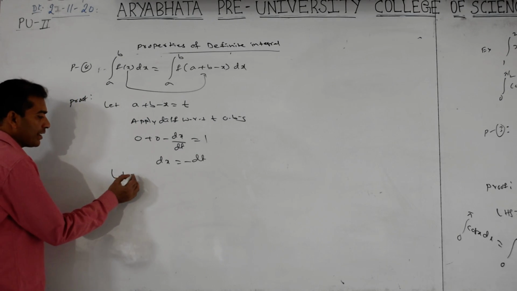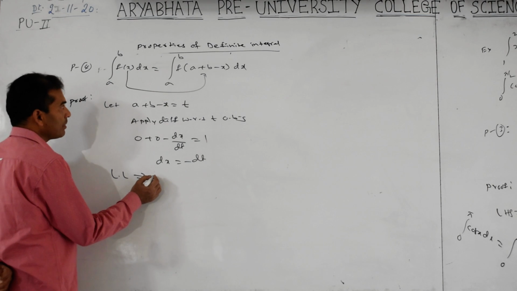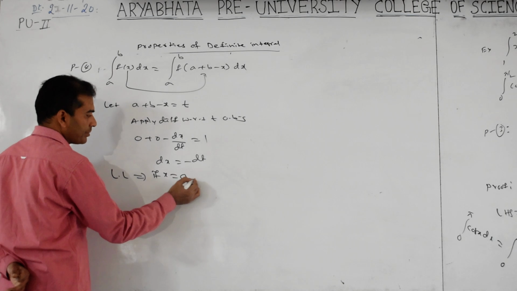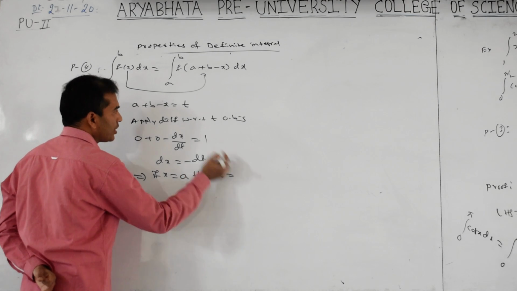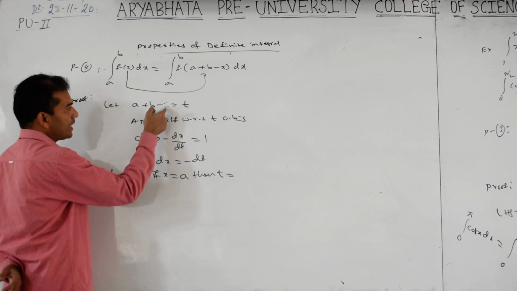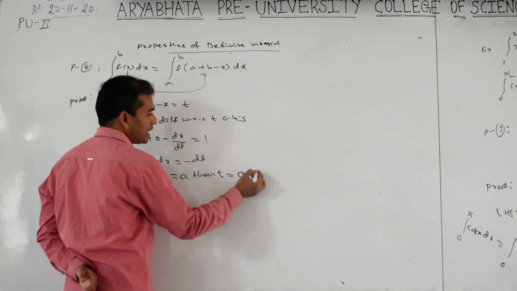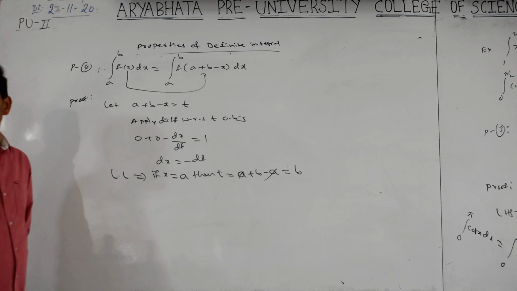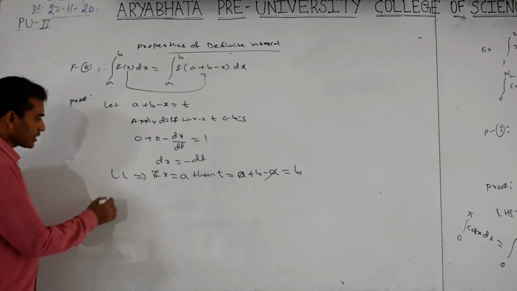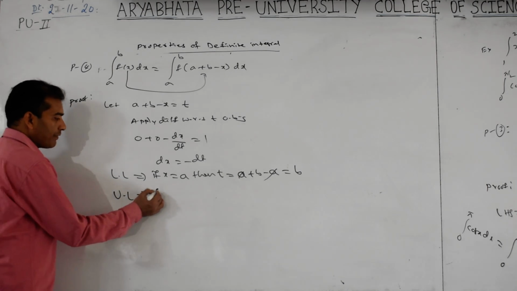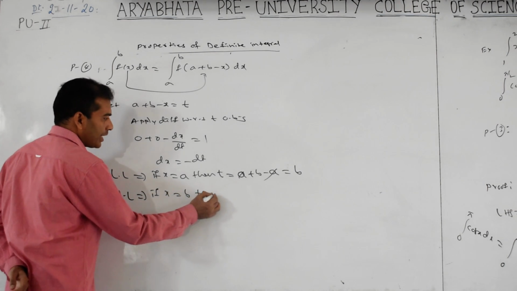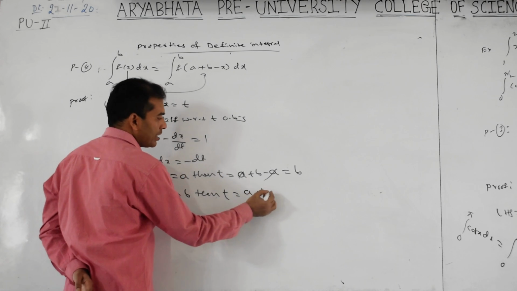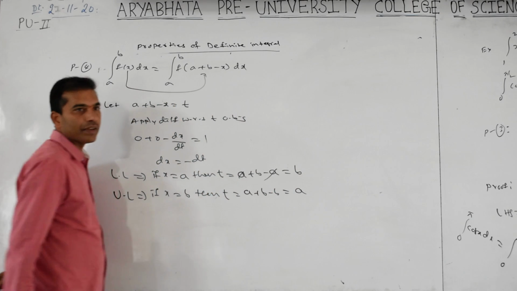Now change the lower limit and upper limit. The lower limit, tell me, what is this? x equals a. If x is equal to a, put x equal to a here. Tell me, a plus b minus a gets cancelled. t is equal to b. So the lower limit is b. Next, the upper limit. If x is equal to b, then t is equal to, put x equal to b here, a plus b minus b equals a.